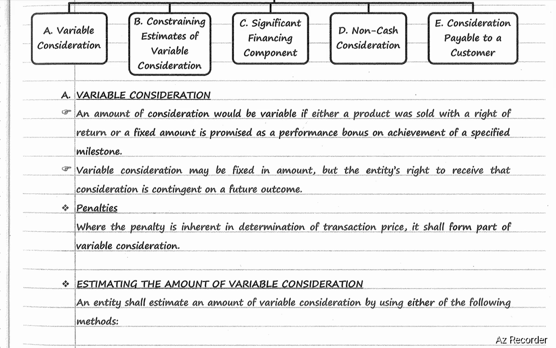Penalty. Penalty is also a form of variable consideration. It will be deducted from transaction price. It is something like a negative variable consideration. Penalty is something like negative variable consideration.